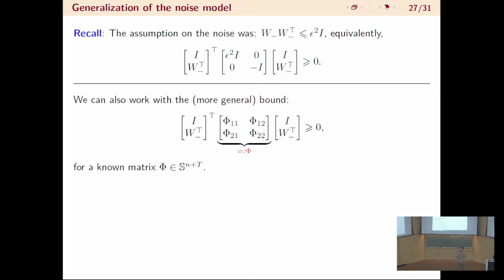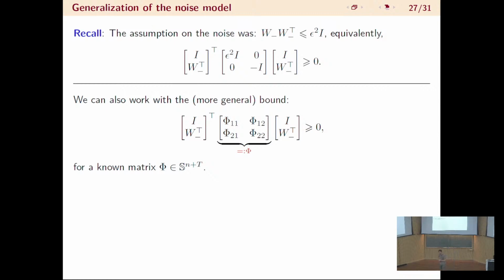That's a generalization of what we had before, because if I pick phi 11 to be epsilon squared identity, phi 12 to be 0, and phi 22 to be minus identity, then exactly I recover the previous bound that we had. Right? But there could be advantages of working with such a more general noise model.